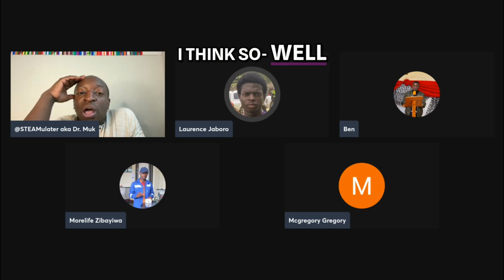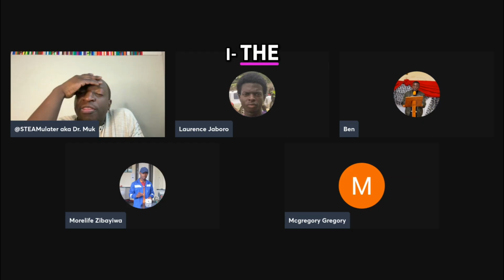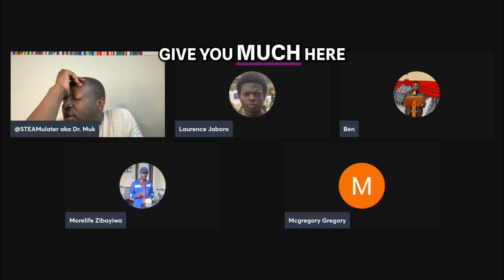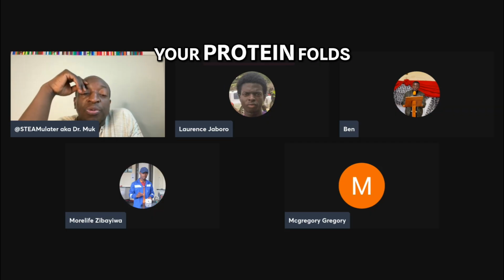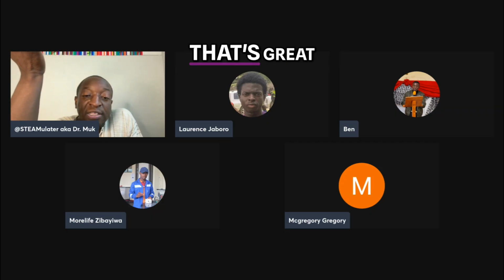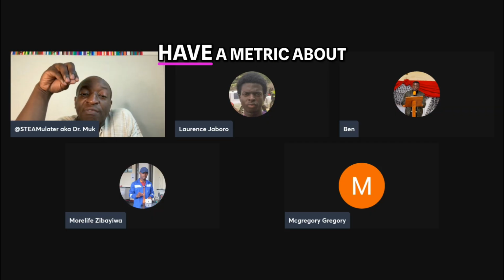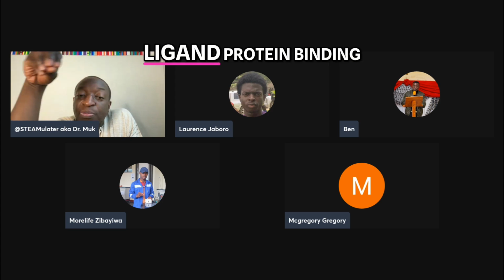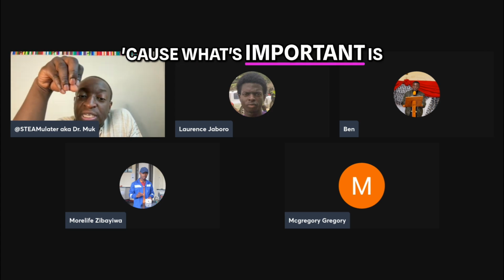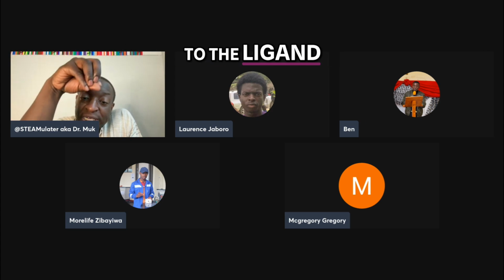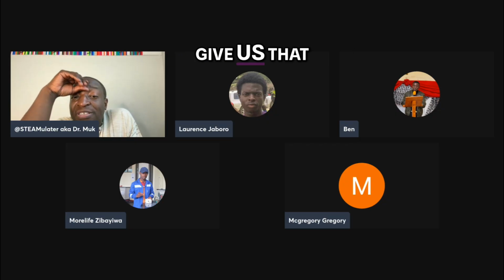So I think so. Well, the pLDDT won't really give you much here, because yes, you will find out your protein folds, which is fine. That's great. But we need to have a metric about ligand-protein binding, right? Because what's important is that this protein binds to the ligand. And what metric will give us that?